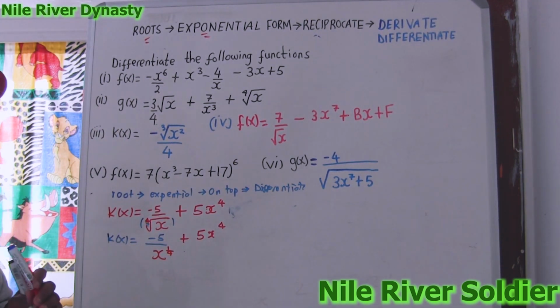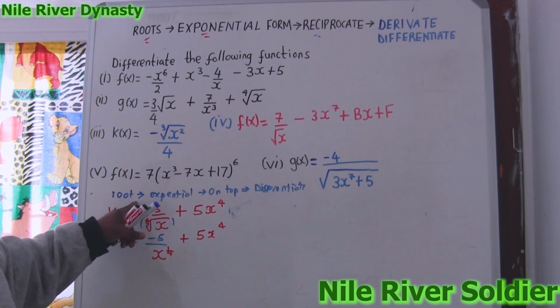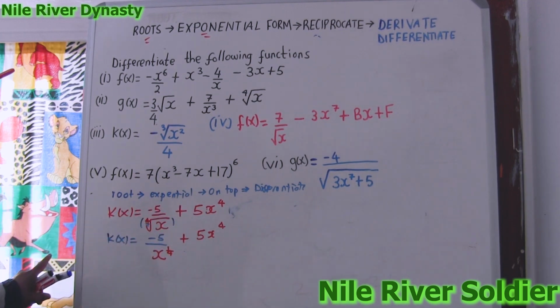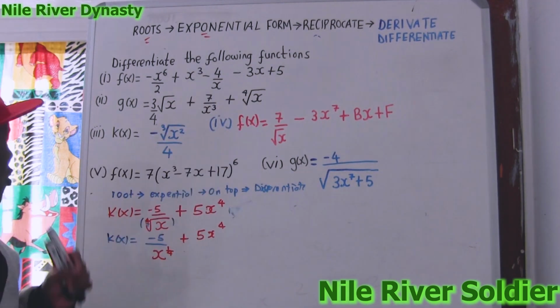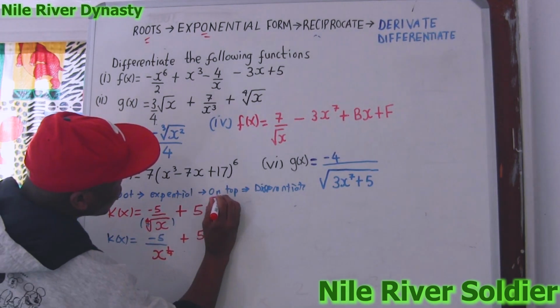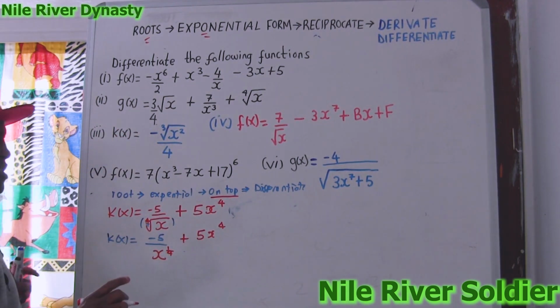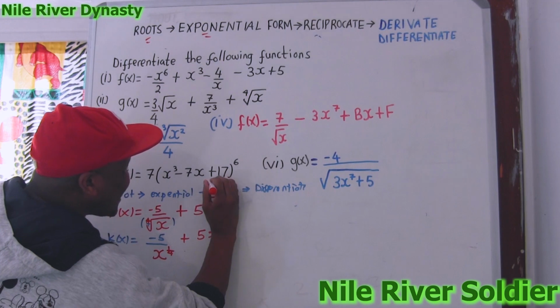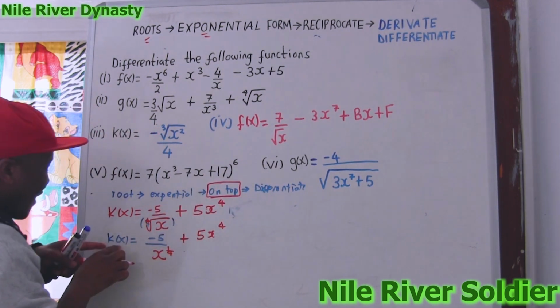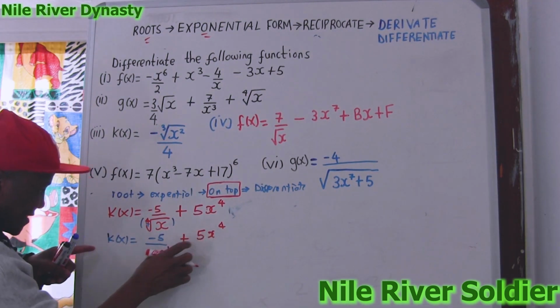So we have not started to differentiate yet. Change it from a root to exponential, so everything is in exponential. Next step, everything must go to the top. Not everything, just the one with the x, the one with the variable. This is the variable we want to differentiate, the x's. They must be on top.